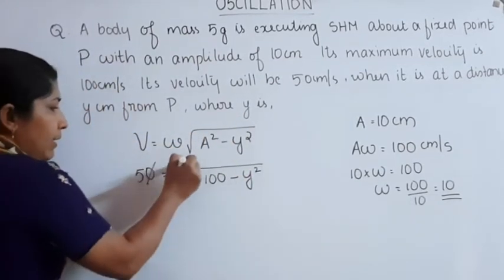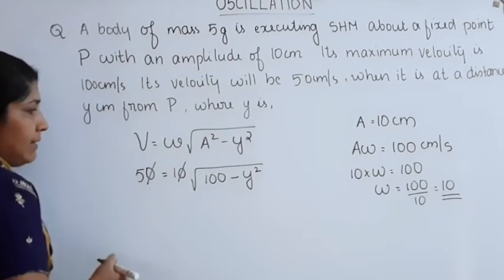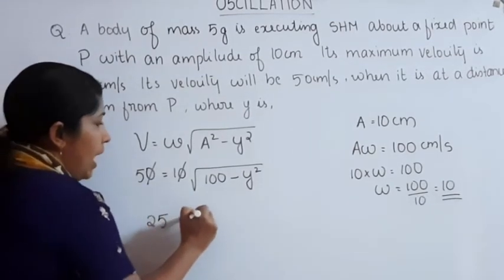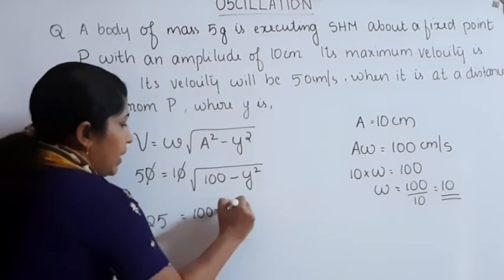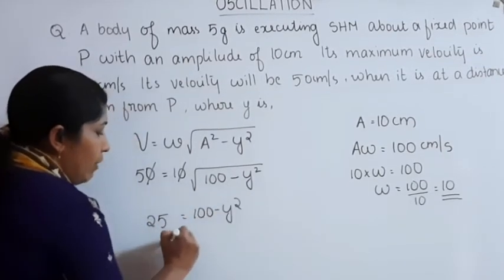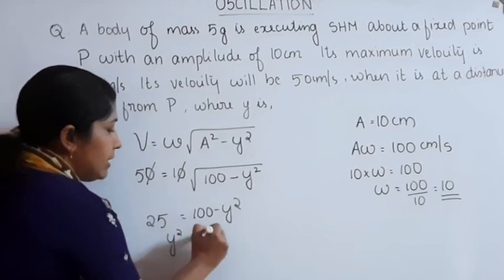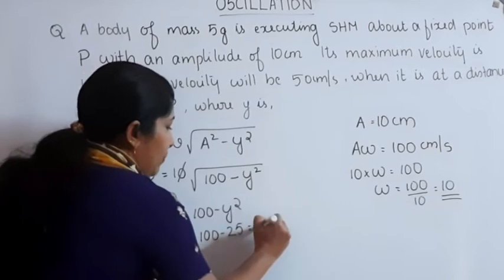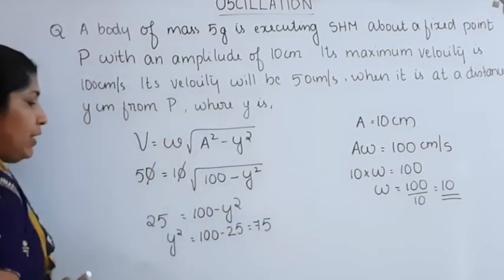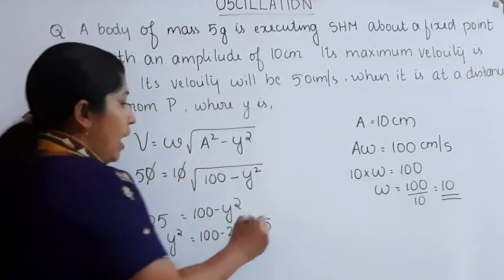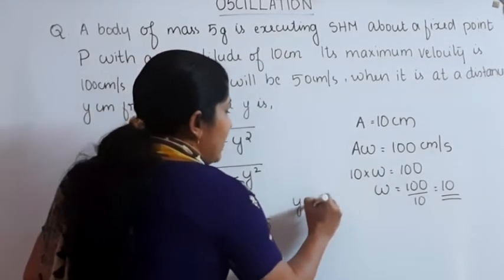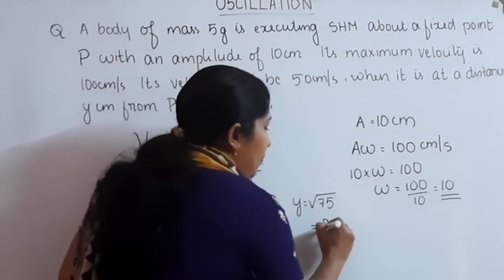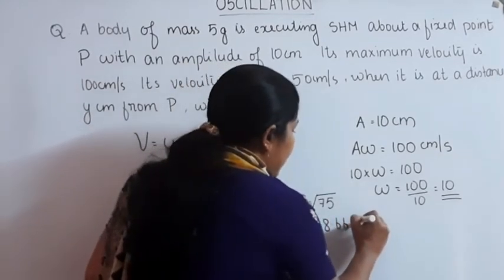Okay. Then 0, 0 get cancelled. On squaring both sides, 25 is equal to 100 minus y square. Then y square is equal to 100 minus 25, that is equal to 75. Y square is equal to 75. Then what about y? Y is equal to root of 75, that is equal to 8.66 centimeter.